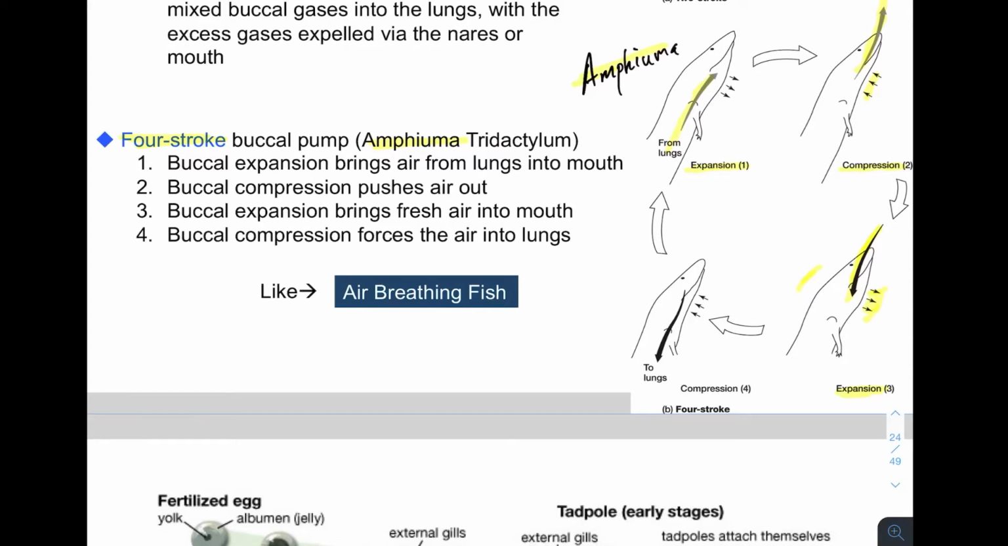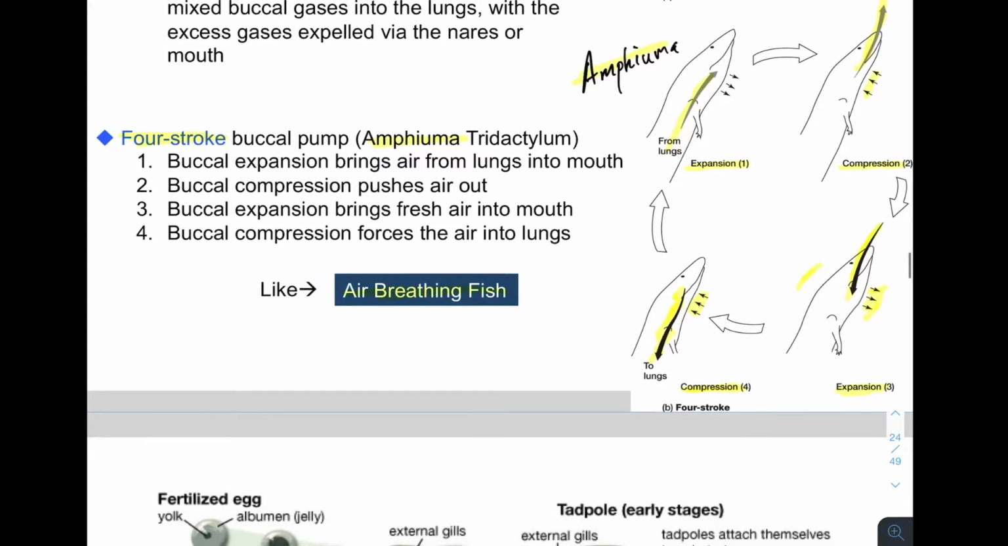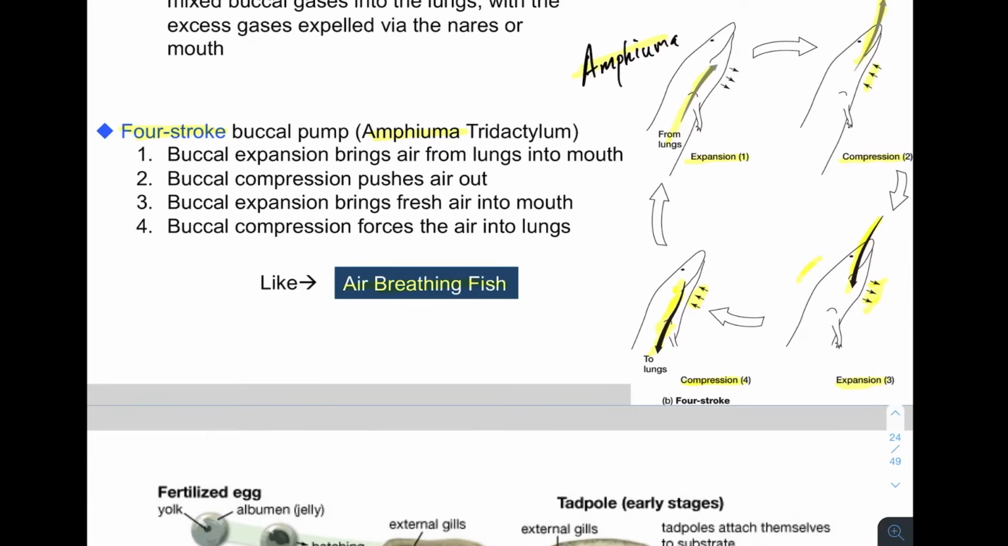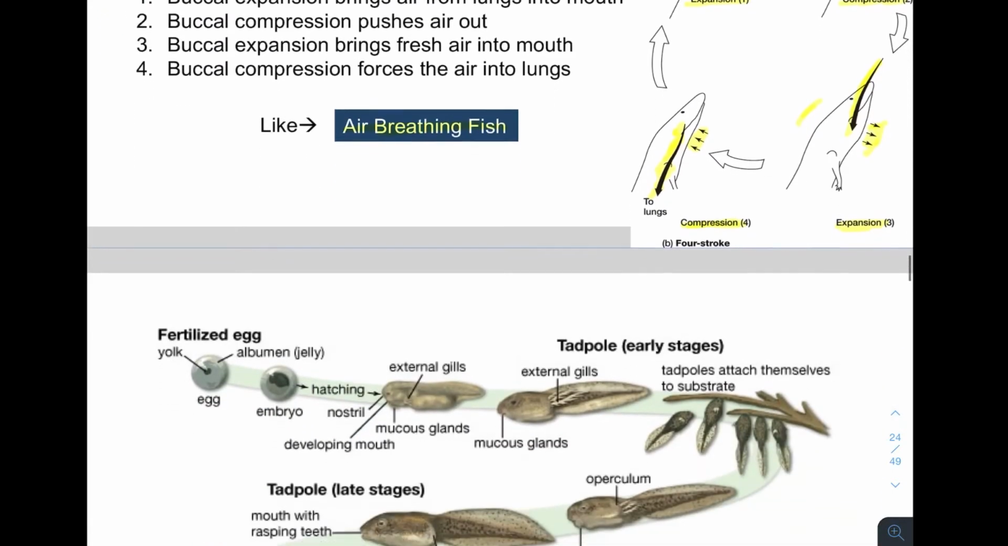And then the fourth phase is a second compression. But in this case, that second compression is going to take that fresh air in the buccal cavity and push that fresh air to the lungs. And so this is very similar to what we saw in air-breathing fish. And so amphibians clearly have retained this mechanism of the buccal pump from their fish ancestors.